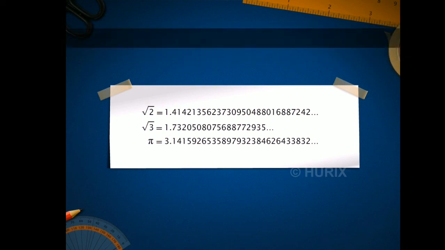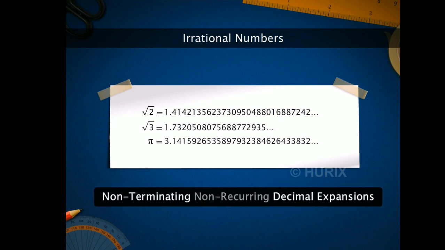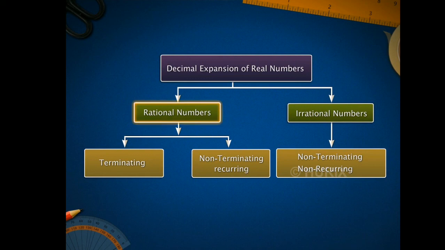The decimal expansion of irrational numbers do not terminate after a finite number of digits, and so these are non-terminating decimal expansions. Furthermore, observe that no single digit or a block of digits repeats itself indefinitely in these examples, and hence these decimal expansions are non-terminating, non-recurring. In fact, the decimal expansion of any irrational number is always non-terminating, non-recurring. Thus, based on the type of decimal expansion of a real number, we can identify whether the number is a rational or an irrational number.